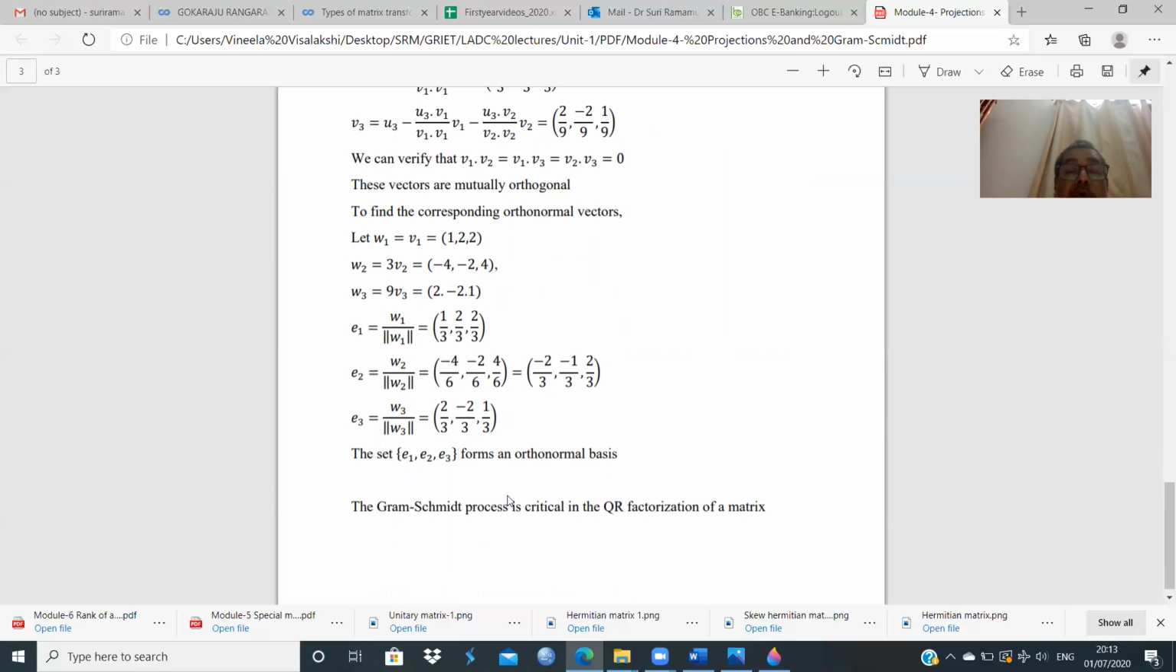This is a very, very important aspect of linear algebra, where the Gram-Schmidt process is used to construct an orthonormal basis from a set of vectors which are linearly independent but not orthogonal. The importance of the Gram-Schmidt process can be seen when we discuss the QR factorization of a matrix.